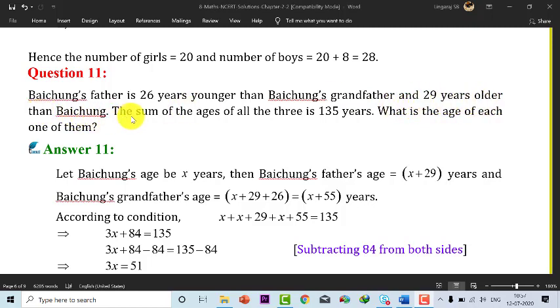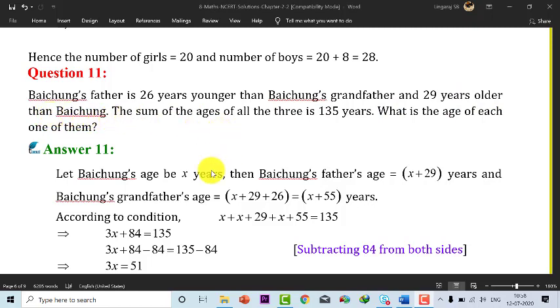So in this question 11, Baichung's father is 26 years younger than Baichung's grandfather and 29 years older than Baichung. The sum of ages of all three is 135 years. What is the age of each one of them? According to the given question, Baichung's age is unknown, so we can write in the solution, let Baichung's age be x years, and then Baichung's father's age is x plus 29, since the father is 29 years older than Baichung.